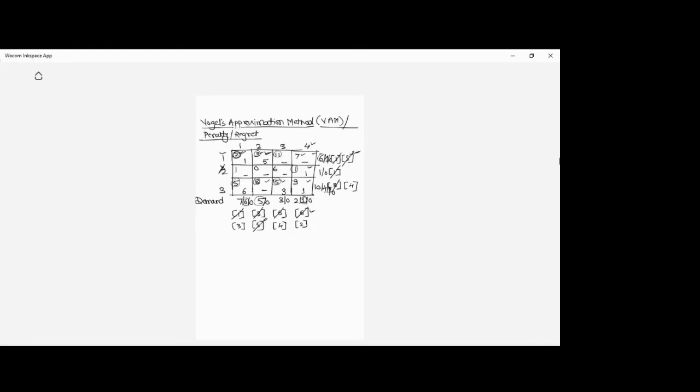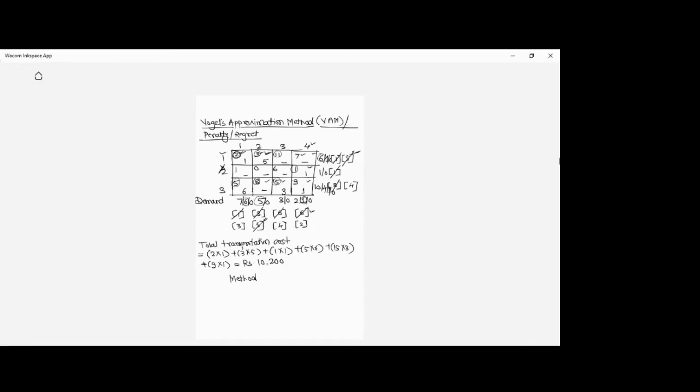Now let's calculate the total transportation cost for this. So if we calculate the total transportation cost, it will be 2 into 1 plus 3 into 5 plus 1 into 1 plus 5 into 6 plus 15 into 3 plus 9 into 1. So if you do all this addition, the total cost that we get is rupees 10,200, right?